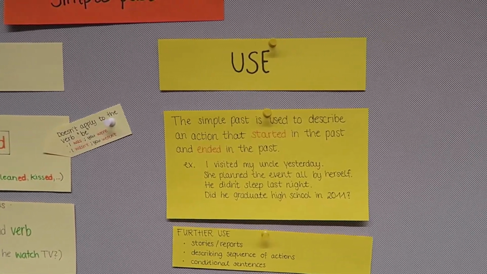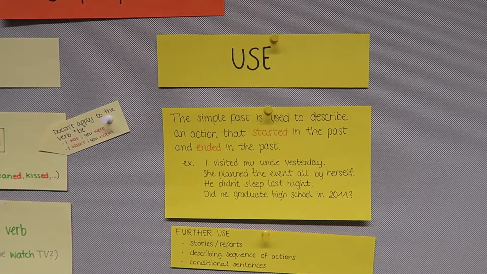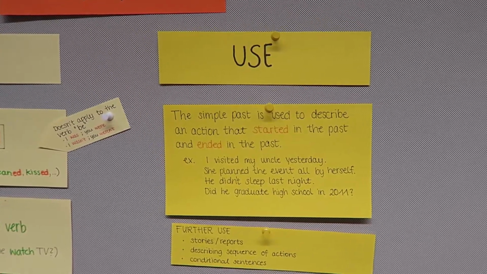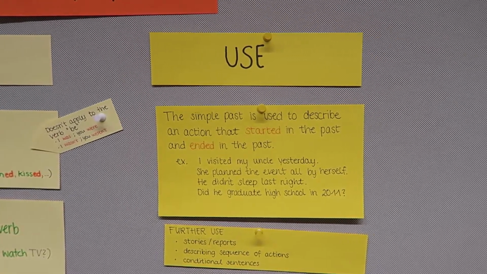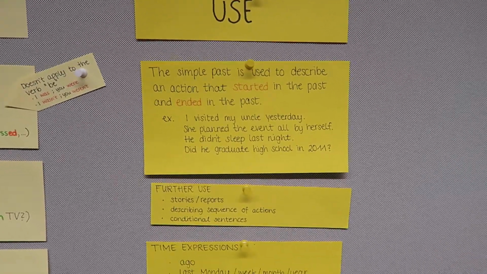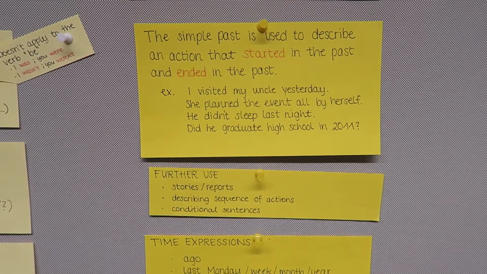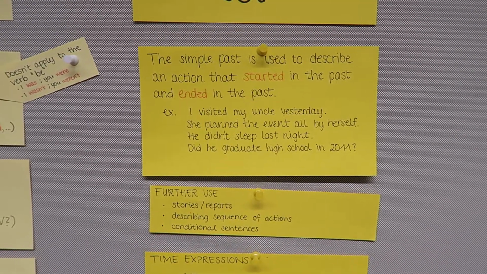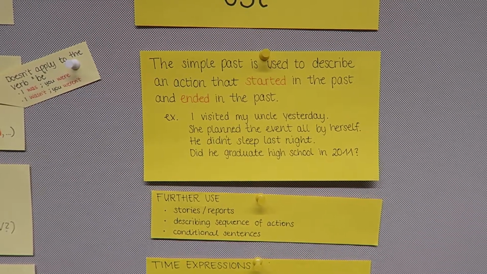We use the simple past to describe an action that started in the past and ended in the past. For example, I visited my uncle yesterday. She planned the event all by herself. He did not sleep last night. Did he graduate high school in 2011? You also use it when you talk about habits in the past. An example would be I played the violin. Further use would be stories and reports, describing sequence of actions, and conditional sentences.